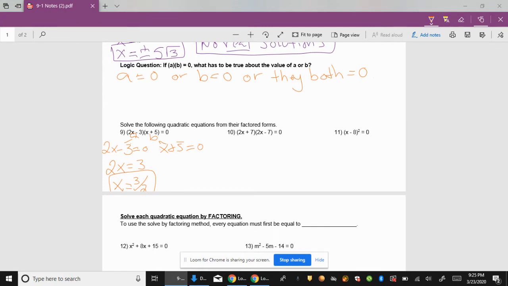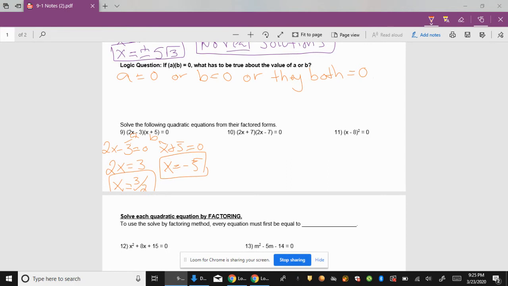And on the other half of the problem, subtract 5 and x equals -5. All right, that's a 5. Now, there's two answers to this one, just like there were two answers to most of the problems with the square root method. The difference is 3/2 and -5 are not opposites of one another. We don't have that plus and minus sign.